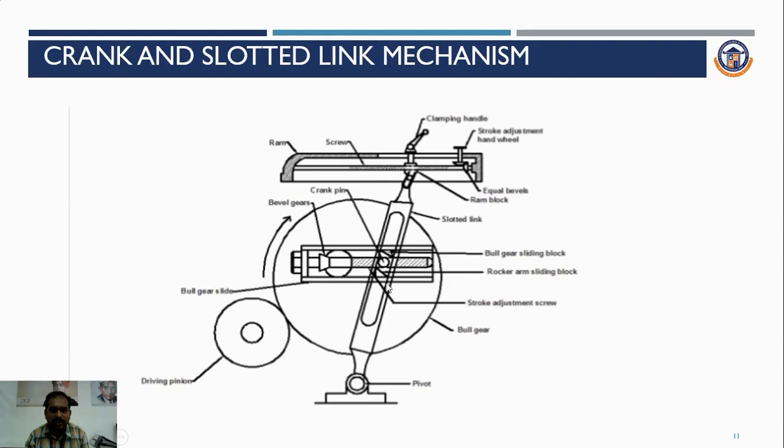We can adjust the stroke length by means of the bull gear pin and the crank and slot link block. Here the block will be available. The crank pin will be adjusted based upon the bull gear, and the crank stroke will be adjusted. The power will be transferred from the driving pulley to the bull gear. It will be a 1:5 ratio: for 5 rotations of the pinion, the bull gear will rotate 1 rotation.